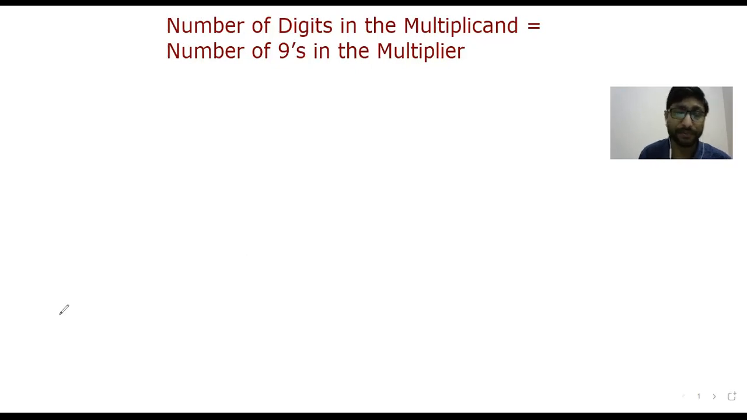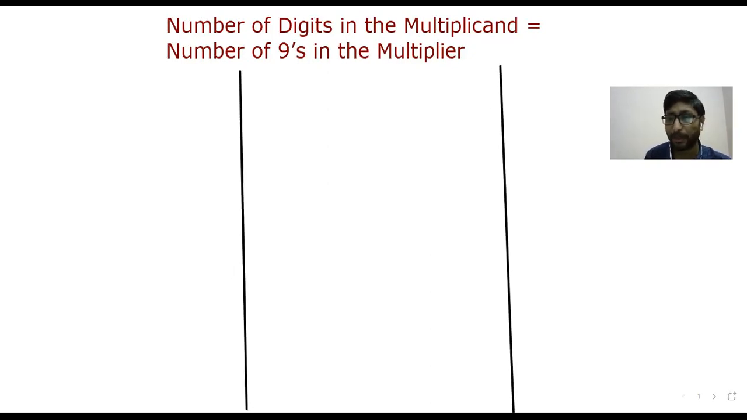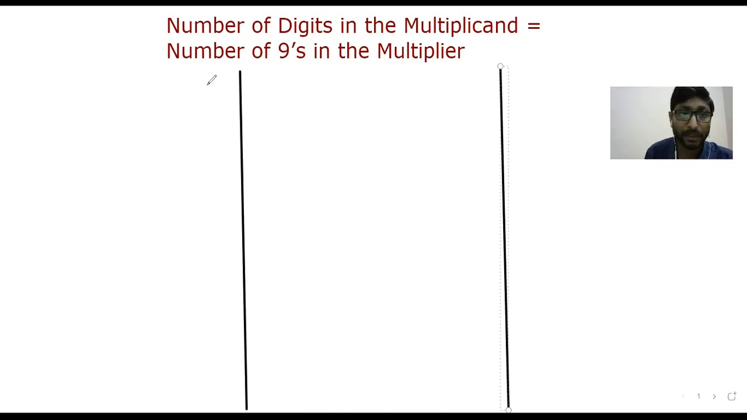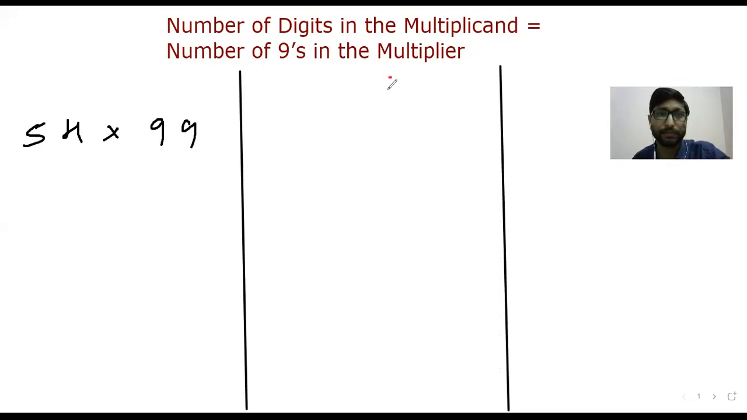Let me start with a simple example, where the number of digits in the multiplicand is equal to the number of digits in the multiplier. Let's say 54 multiplied by 99. How do we solve this one?